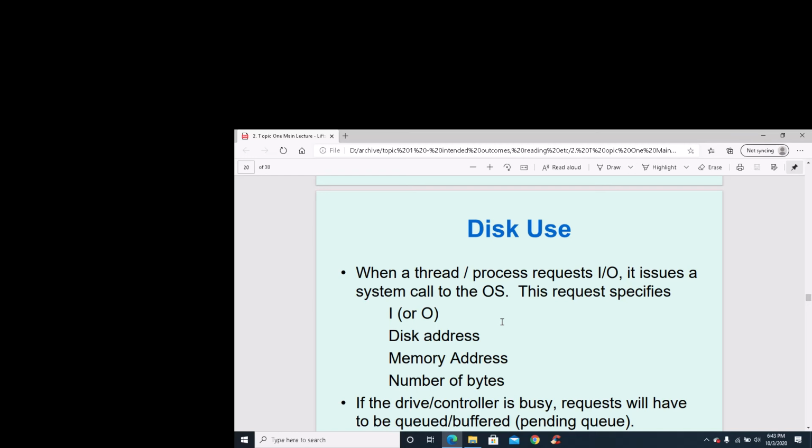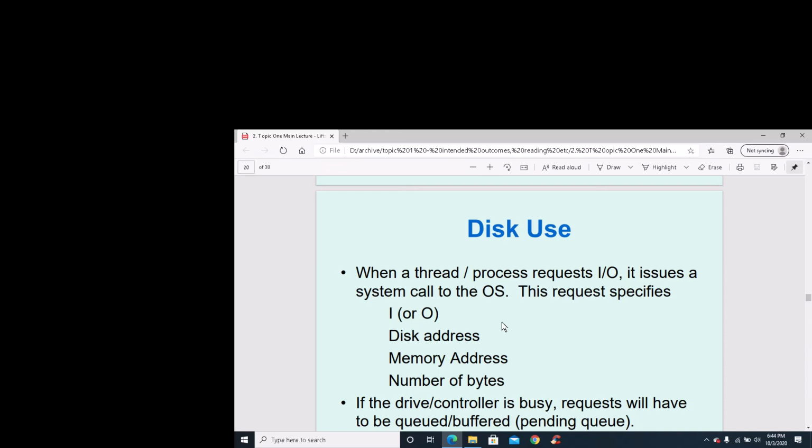Thirdly, you need to specify a memory address. This is obvious because you've got some data somewhere that you want written to the disk. You've got to tell the computer where it's being stored. What's the memory address of the data that you want to be written to the hard disk?